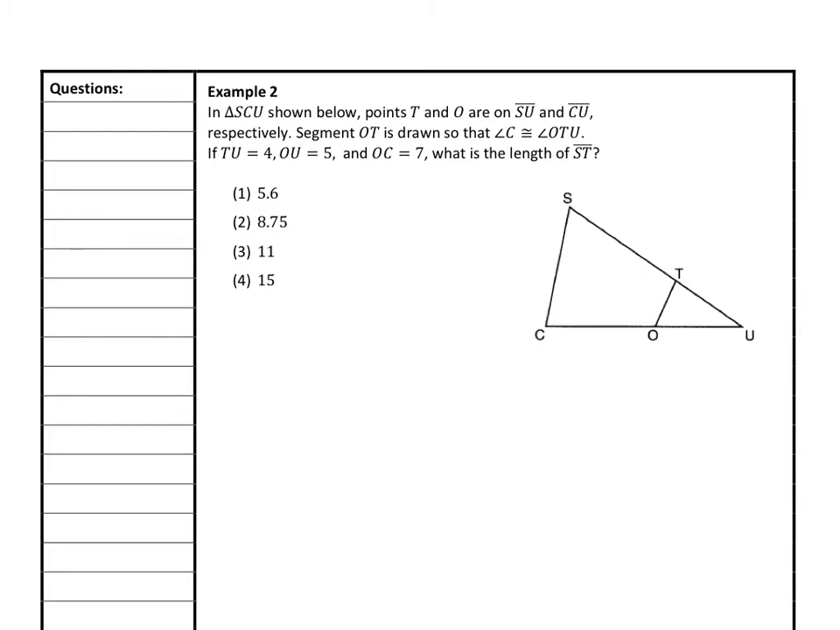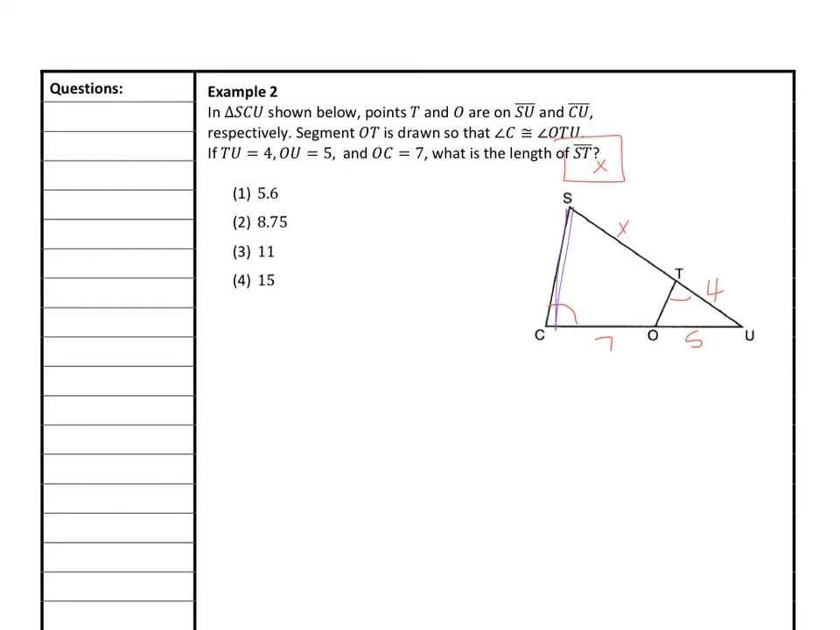Example 2, we have triangle SCU shown below. Points T and O are on SU and CU respectively. Segment OT is drawn such that angle C is congruent to angle OTU. So find those two angles and mark them congruent. TU is 4, OU is 5, OC is 7, and we're looking for the length of ST, so I'm going to choose to call that X.